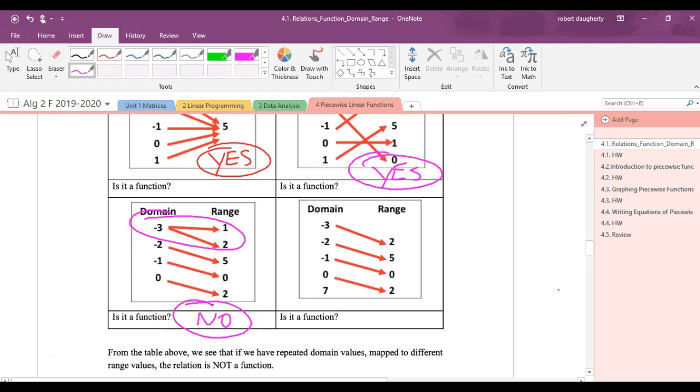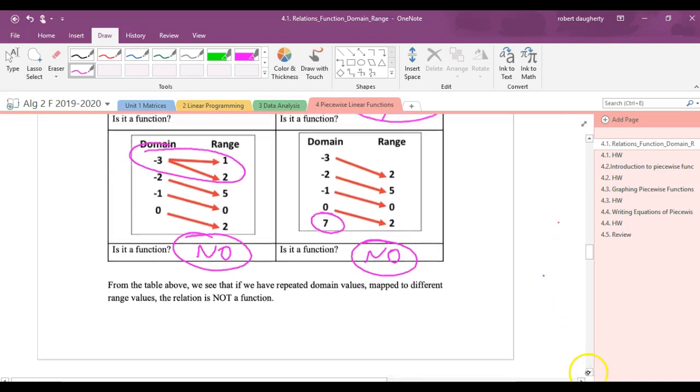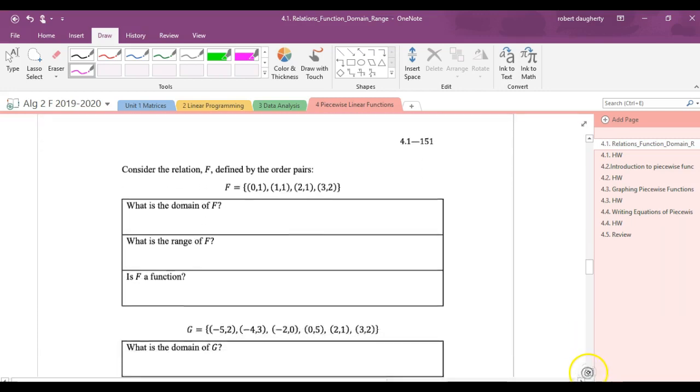Definition: every element in the domain returns only one value in the range. What's keeping this one from being a function? Yeah, this element of the domain does not return a range value. So this is not a function as well. Okay? So you can look at these mapping diagrams to tell if something is a function.